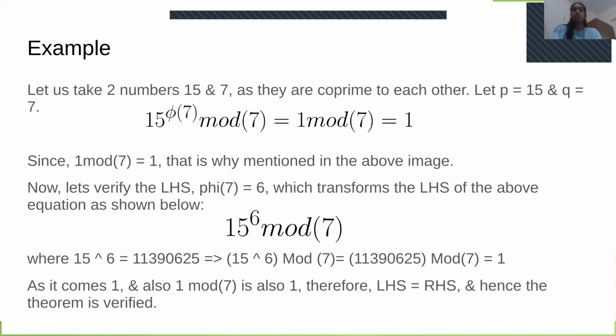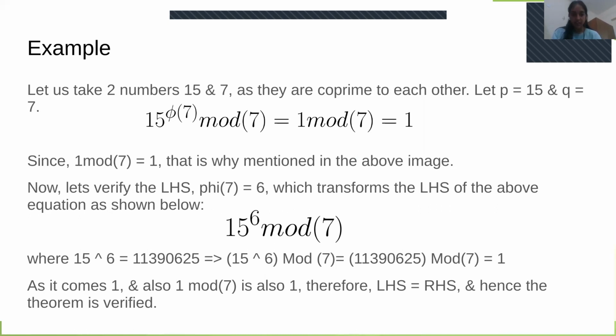So let us take an example. Let us take two numbers, 15 and 7, which are relatively prime, as they are co-prime to each other. Let p equal 15 and q be 7. So 15 raised to the function of phi 7 mod 7 is equivalent to 1 mod 7, which is equivalent to 1. Since 1 mod 7 is 1, that is what is mentioned in the above image.